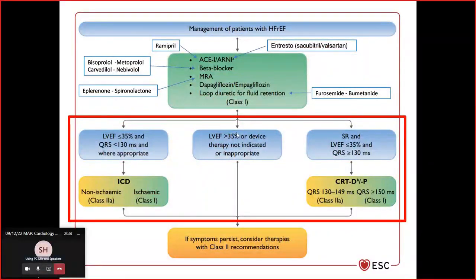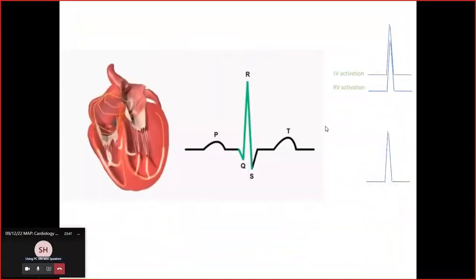So after optimization of the medical treatment, if the patient is still symptomatic, we are going to go to the next step to consider device therapy. If we go to this arm, if the patient has an ejection fraction less than 35% and QRS duration more than 130, he could be a candidate for CRT device implantation. We all hear about the CRT, CRT-P, CRT-D. So what's the principle of the CRT device?